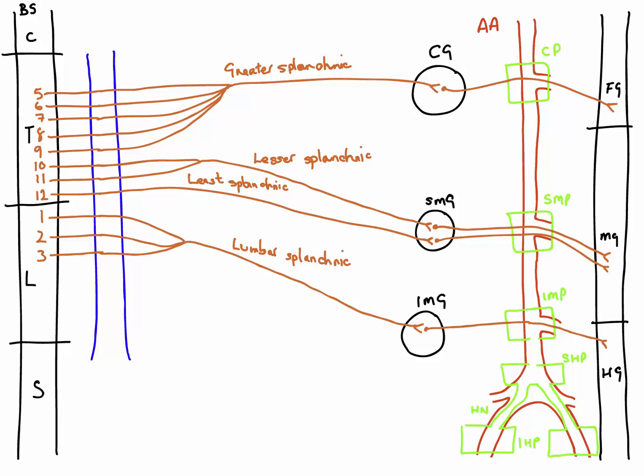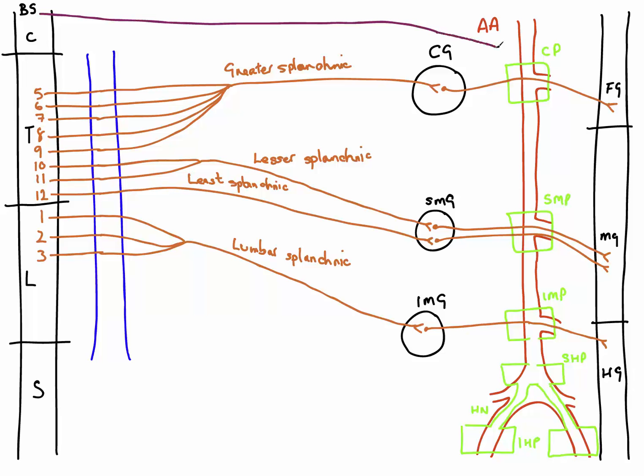So now let's turn to the parasympathetic input. The main parasympathetic nerves of the abdomen are going to be the vagus nerve and the pelvic splanchnic nerves. The vagus nerve is going to leave from the medulla oblongata of the brainstem, and this enters the abdomen via the esophageal hiatus, where the vagal trunks run over the surface of the stomach.